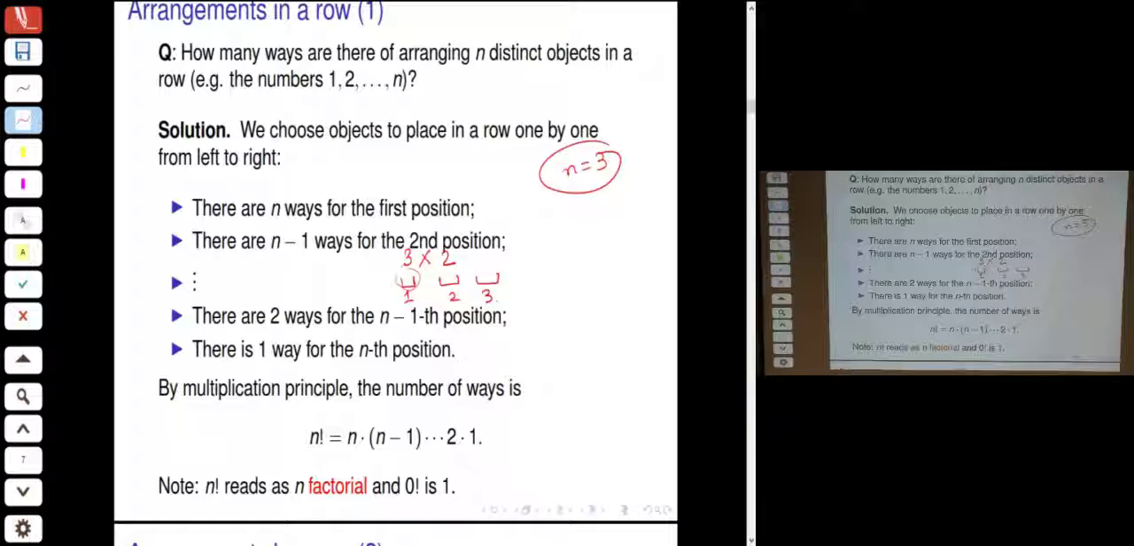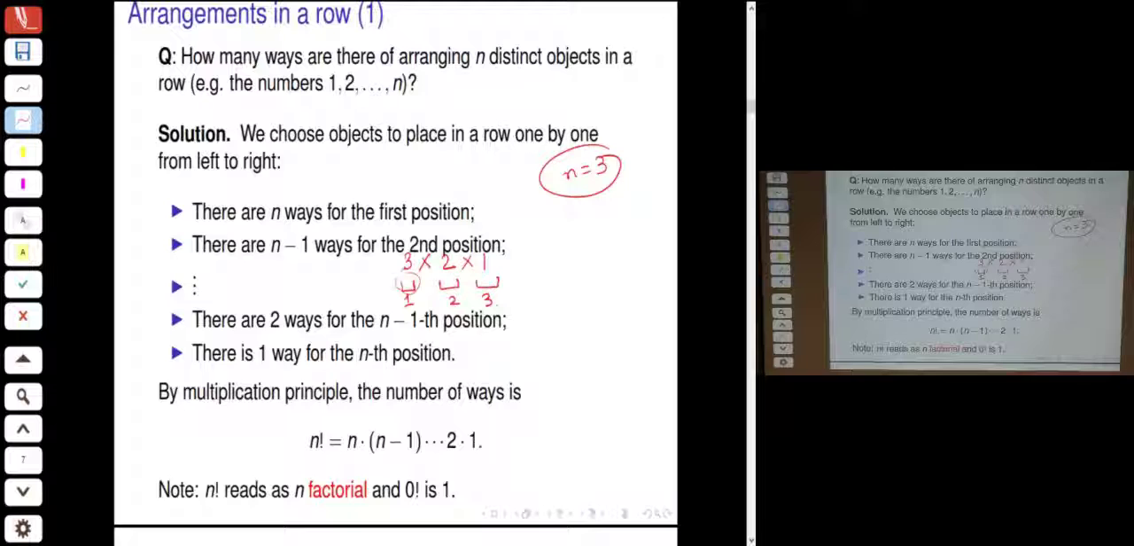Okay? So now you have filled the first 2 spots. Now you are going to fill the third spot. But you had 3 balls to begin with, and 2 of these balls you have already used in filling the first 2 spots. So you have only 1 ball remaining in your hand and 1 spot to fill. So you don't have much of a choice. You just put the remaining ball in the only remaining spot, in only 1 way. So multiply it by 1. So the total number of ways of filling 3 spots by 3 balls is 3 times 2 times 1, or 1 times 2 times 3.